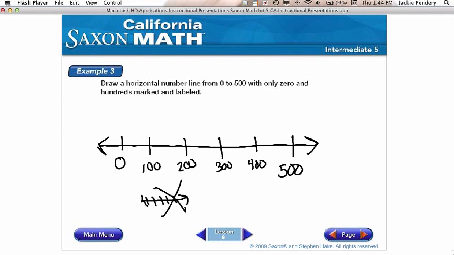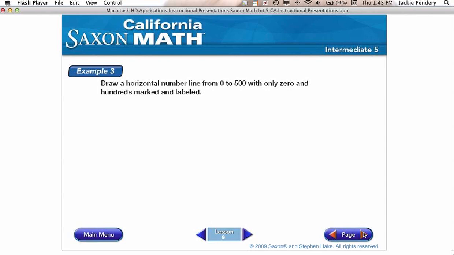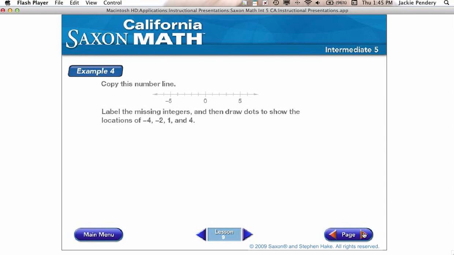Okay, let's look at example 4. So copy this number line and then label the missing integers and then draw dots to show the locations of -4, -2, 1, and 4. So again, make a nice big number line. Don't try and squish your numbers together.